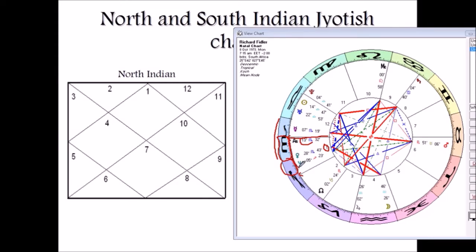But this whole space here is the first house, and Venus and Neptune are both placed in the first house of this chart. Whereas Mercury, which happens to be in Scorpio, just like the ascending sign, is nonetheless here in the 12th house, along with the Sun and Uranus.